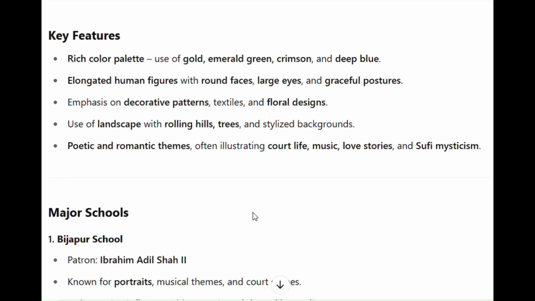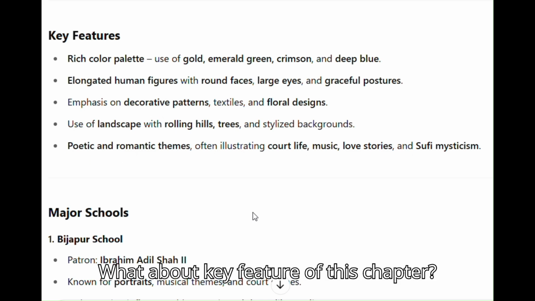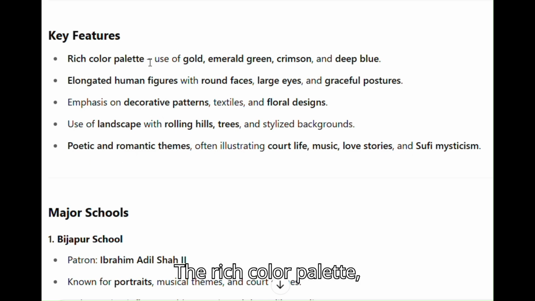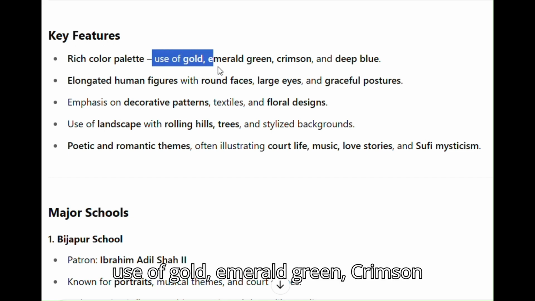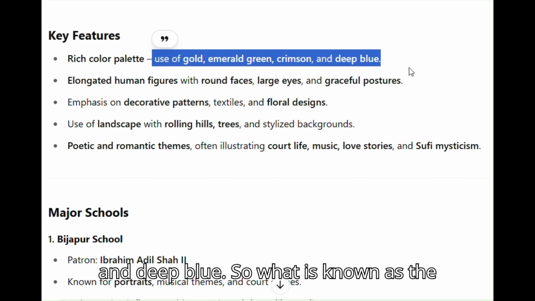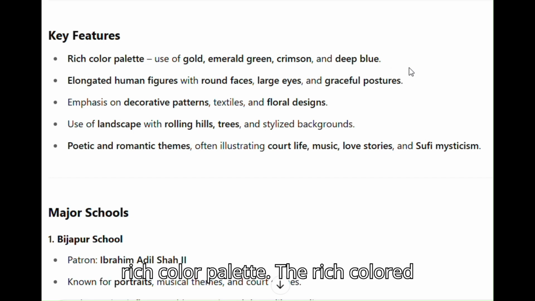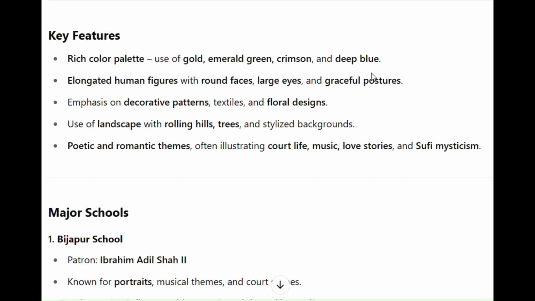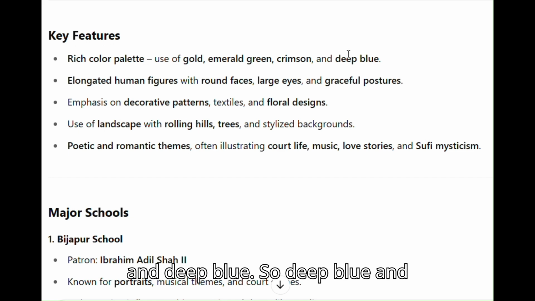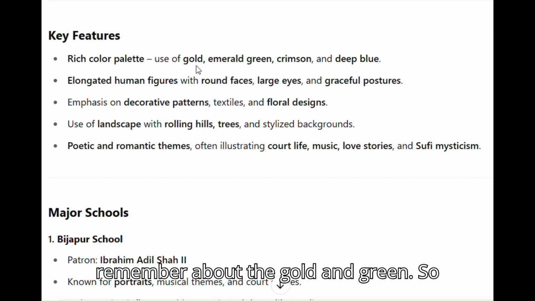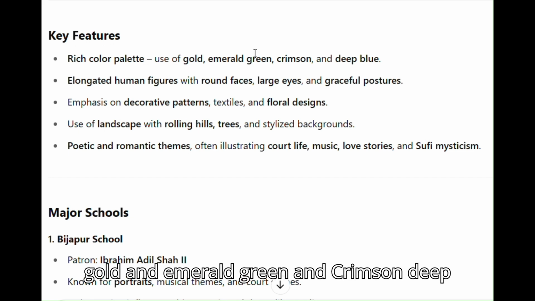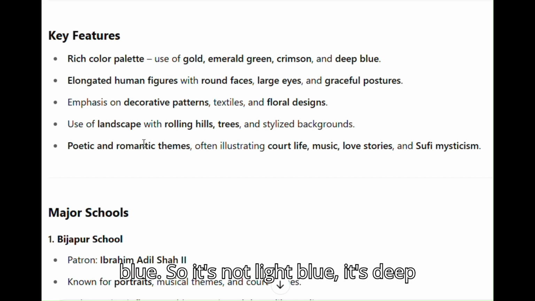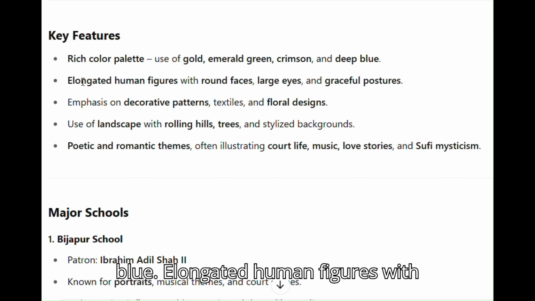The key features of this chapter: the rich color palette, use of gold, emerald green, crimson, and deep blue. So what is known as the rich color palette? It's nothing but the use of gold, emerald green, crimson, and deep blue. Deep blue and crimson are also related, so just remember the gold and green. So gold and emerald green, and crimson, deep blue. It's not light blue, it's deep blue.